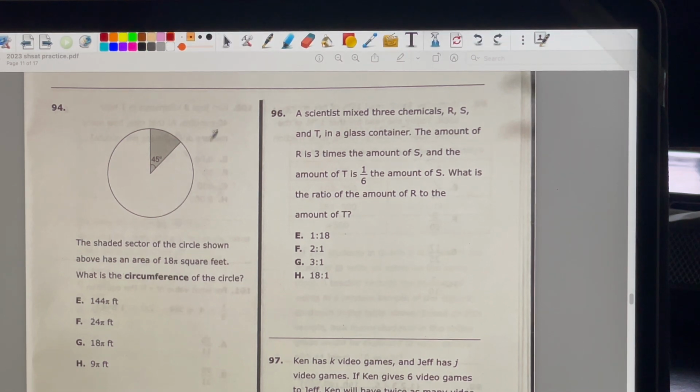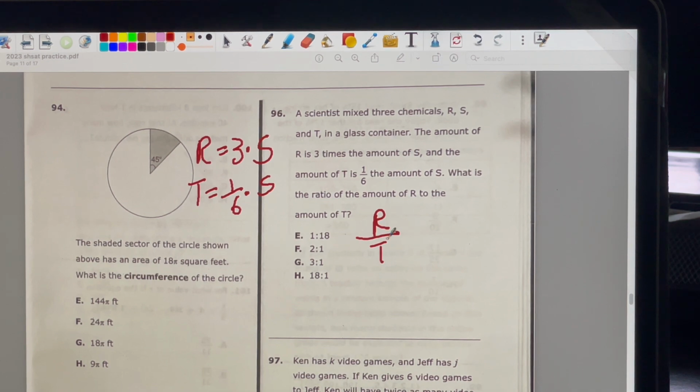Ratio. R is 3 times S. That's what's given to us. And T is 1/6 of S. That's what's given to us. Now they want the ratio of R to T. Ratio of R to T, right? That's what they want. So let's replace R. R is given to us as 3S. And T is given to us as 1/6S, right? But that's not the final answer.